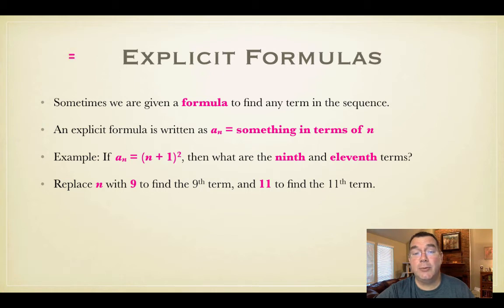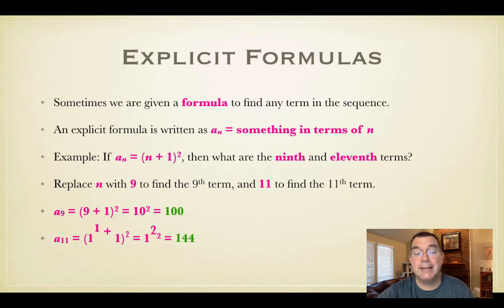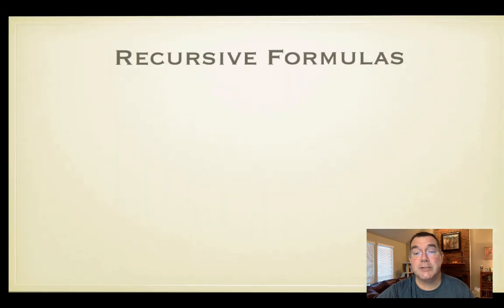So if I go ahead and replace n with 9, then I get that the ninth term is going to be (9 plus 1) squared, which is 10 squared, and that's 100. The 11th term, a_11, is going to be (11 plus 1) squared, which is 12 squared, and that's 144. So that's how you use explicit formulas.